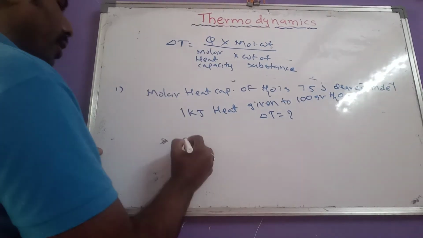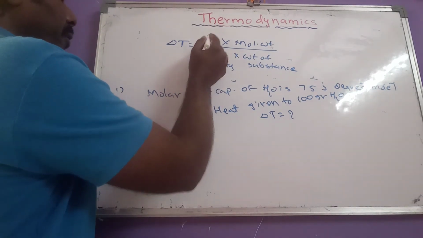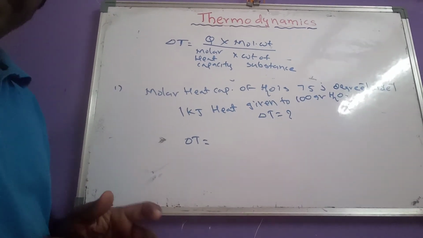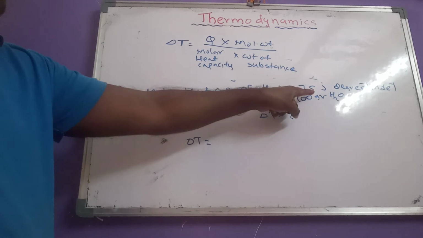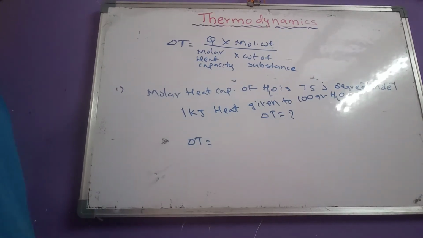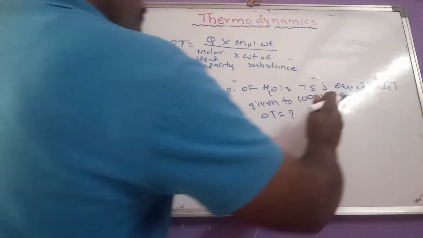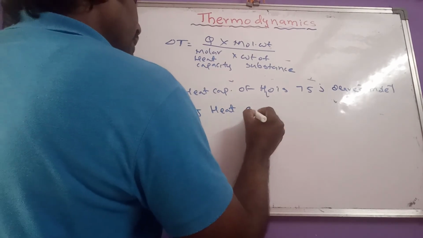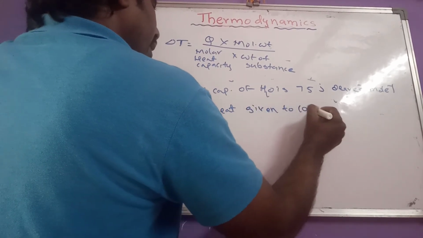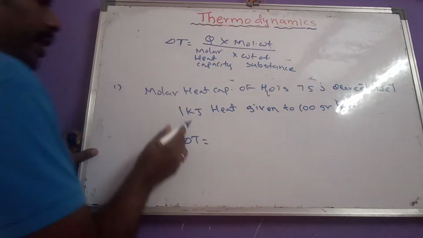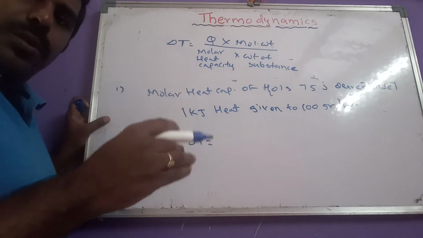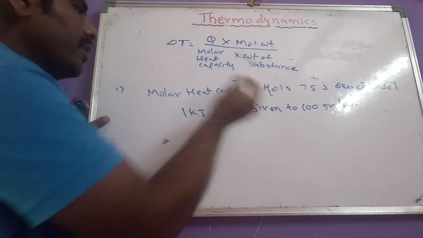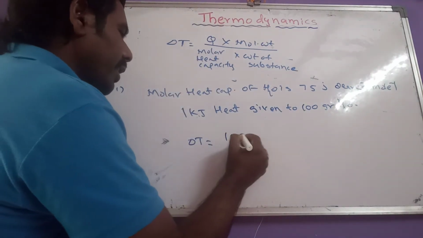Now by using this formula, delta T equals the amount of heat given to the water, which is 1 kilojoule. But here we have to take care: the molar heat capacity is given in 75 joules, but the heat is given in kilojoules. So we have to maintain the same units. That means kilojoules should be converted into joules.